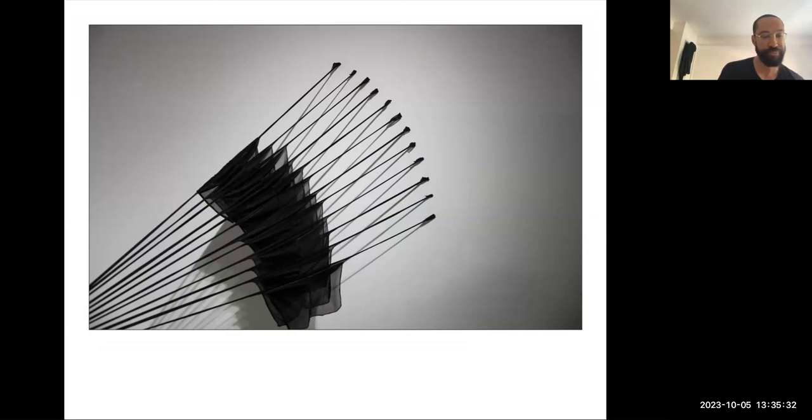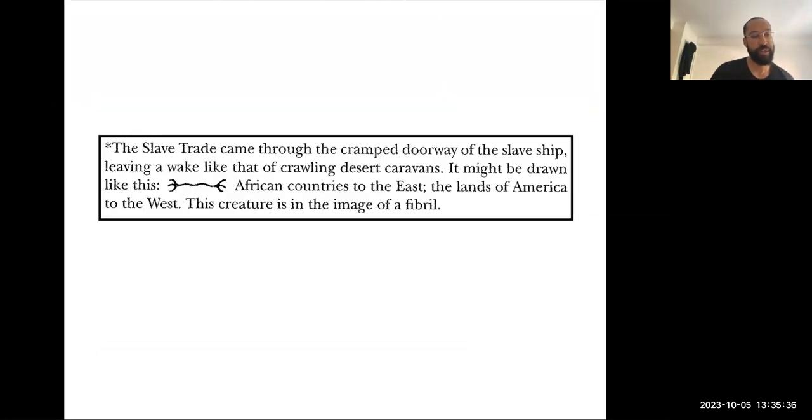Here's a detail. After the show opened, I was rereading Poetics of Relation by Edouard Glissant and noticed this little drawing in a footnote where he says, the slave trade came through the cramped doorway of the slave ship, leaving a wake like that of the crawling desert caravans. It might be drawn like this, and there's a little glyph. African countries to the east, the lands of America to the west. This creature is in the image of the Fibril.